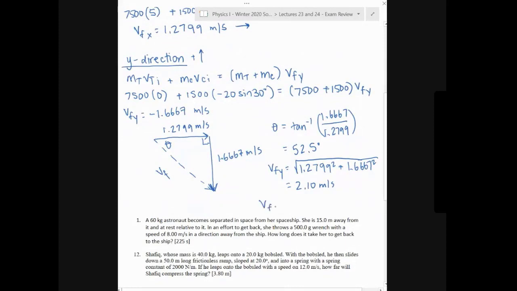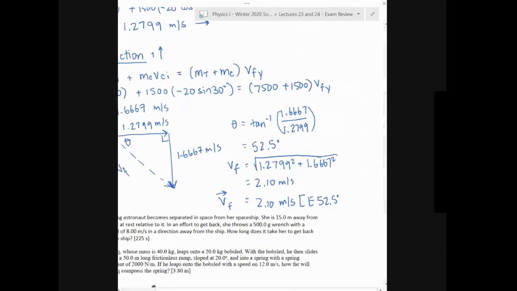Okay, so in the end, I have V final y is equal to 2.10 meters per second. And then my final y, or does V final? Oh, sorry. Yeah, you're right. There shouldn't be a y. Thanks. So V final is equal to 2.10 meters per second. And we're going east 52.5 degrees south. Or we could say 52.5 degrees south of east. It doesn't matter.